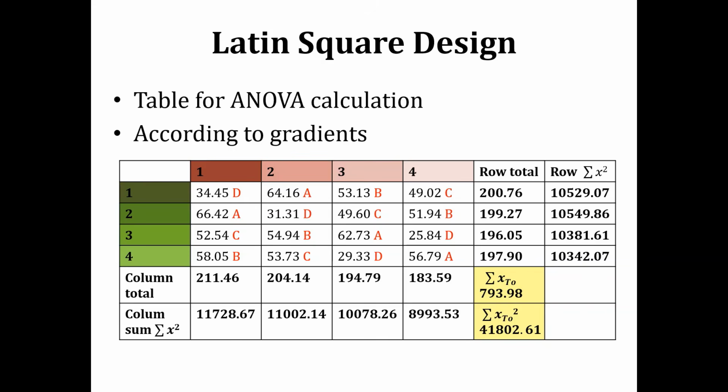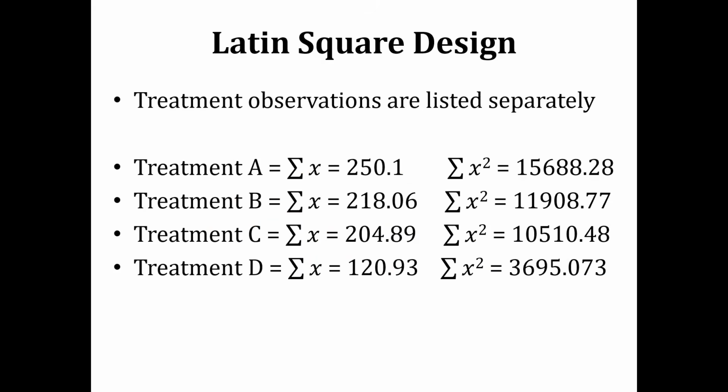And then we have the total values, the summation x total and the summation x square total. But you can see that we don't have any totals for the treatments, which are in fact our main source of interest, right? So what do we do for the treatments? The treatment observations are listed separately, and here you can see we have the totals for different treatments. Treatment A, the total is 250.1, treatment B, the total is 218.06, treatment C, the total is 204.89, and treatment D, the total is 120.93. So here we have the values for the treatments.